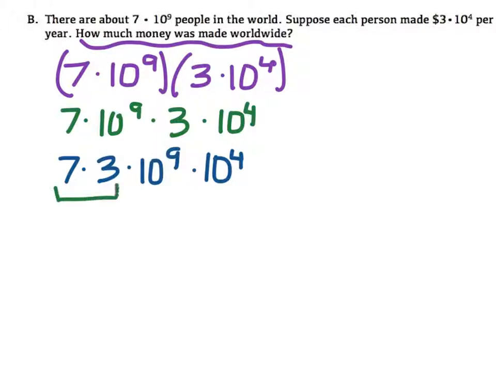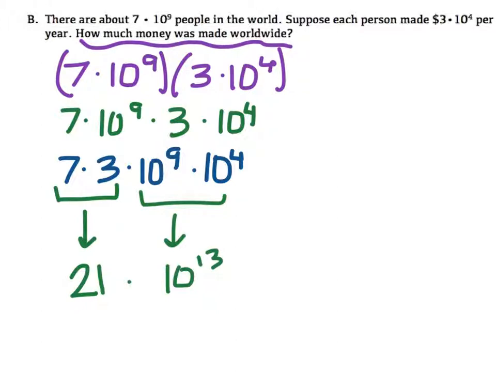The 7 times 3 we can just multiply together, and that's equal to 21. And then we know from our exponent rules that when we're multiplying two expressions with the same base, we can keep the same base, and then we add the exponents together, and 9 plus 4 is 13. So our answer is 21 times 10 to the 13th.